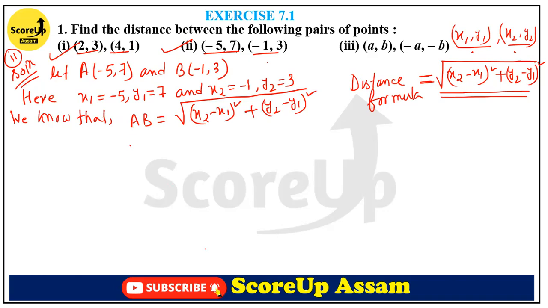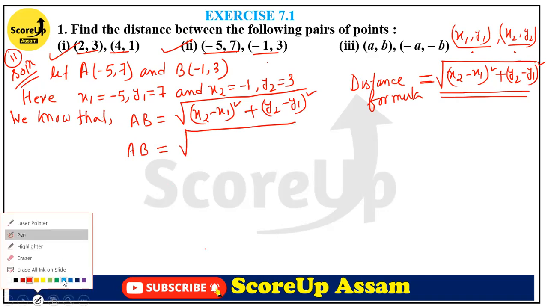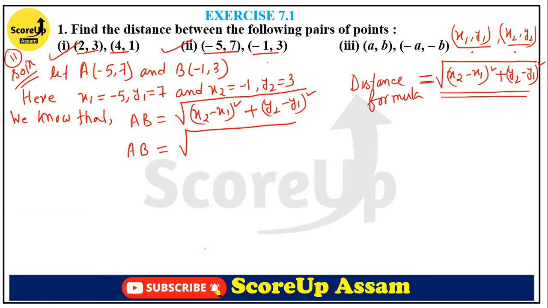Now, what is the value of AB? We are trying to find it. What is the value of x2? Let me put it in a different color, it will be better. x2 is minus 1. Minus of this x1, which is minus 5, we should write in brackets, and then square of this, plus y2. y2 is 3 minus y1 which is 7. So 3 minus 7.